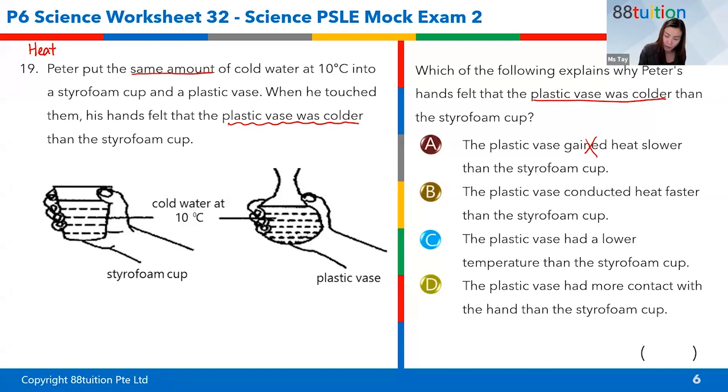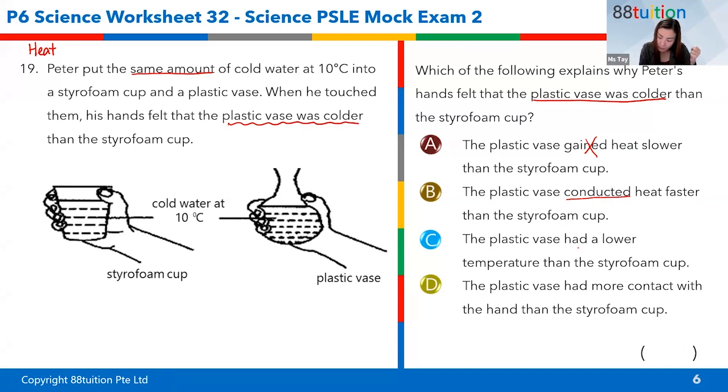Now, the plastic vase conducted heat faster than the styrofoam cup. Yep. Because it's a better conductor compared to the styrofoam cup. Comparatively plastic is usually not so good, but compared with the styrofoam cup, of course, it is better. So it will conduct heat away from our hand faster. That's why we feel that it's cold.